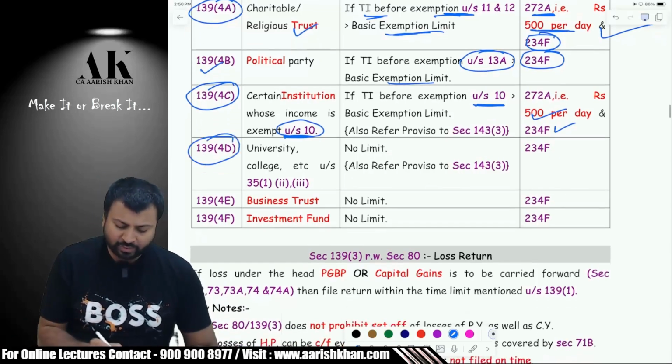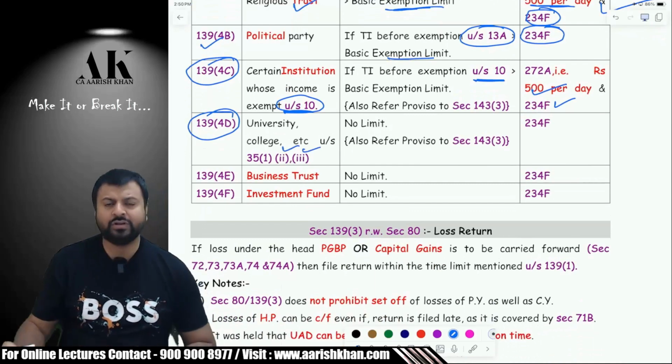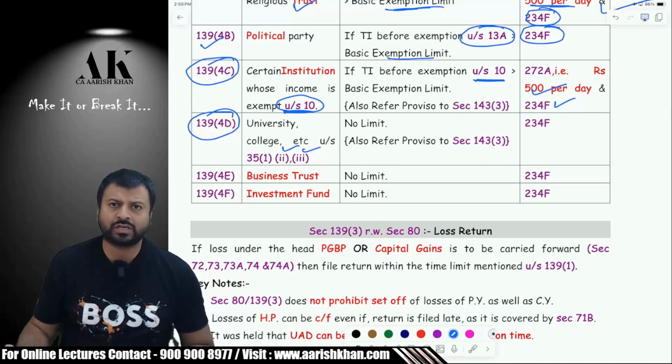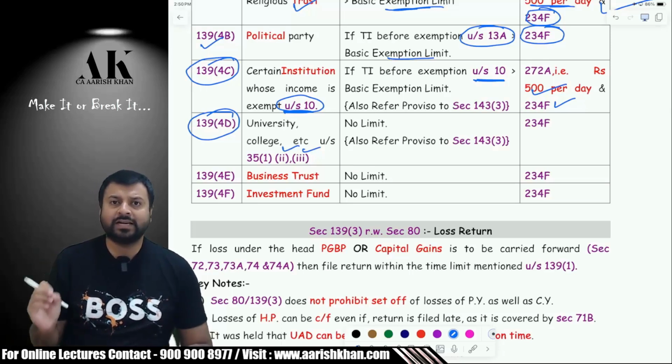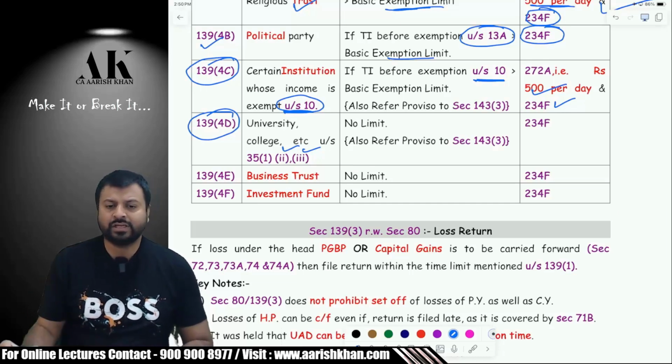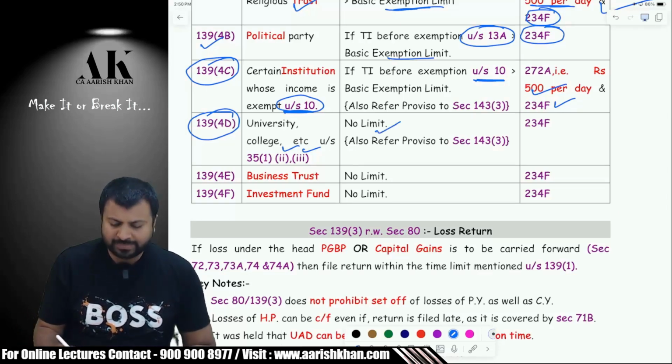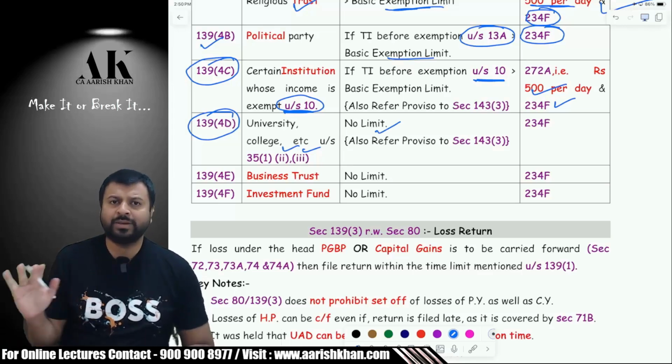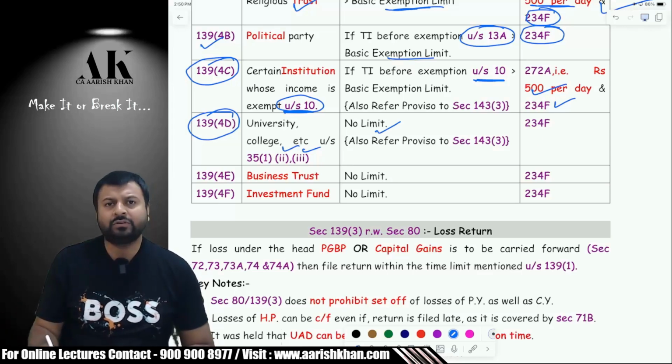Next, 139(4D), 35(1)(ii), 35(1)(iii), university, college, institution. Who are these people, sir? These are Scientific Research Association, Statistical Research Association, Social Science Associations. For them, it is always mandatory to file the return. There is no basic exemption limit for them. And 234F fee will be imposed.